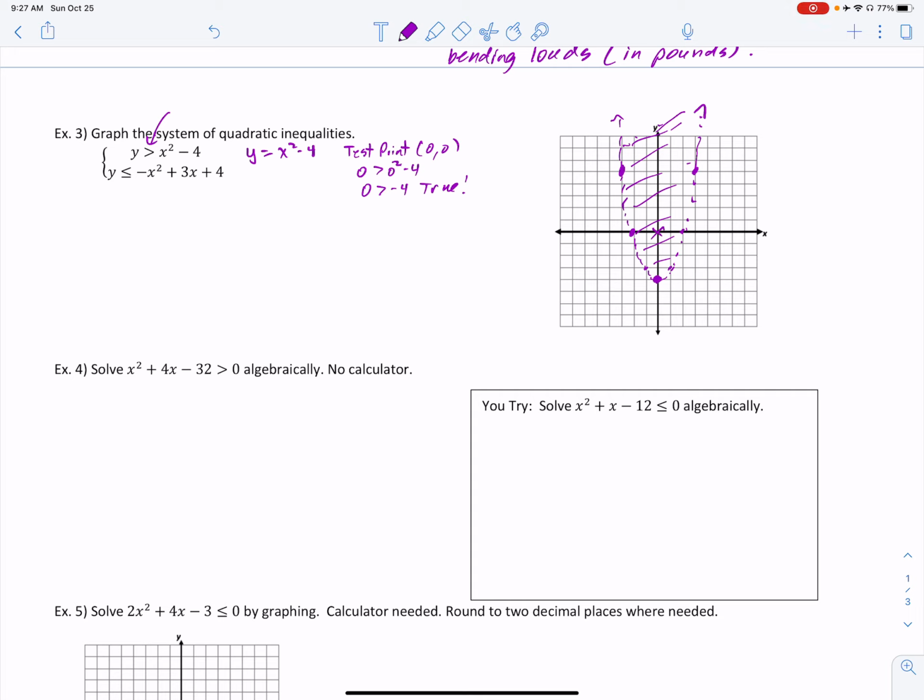So then go to the second equation, and I'm going to get the axis of symmetry by using negative b over 2a, and plug that in to get the y-coordinate.